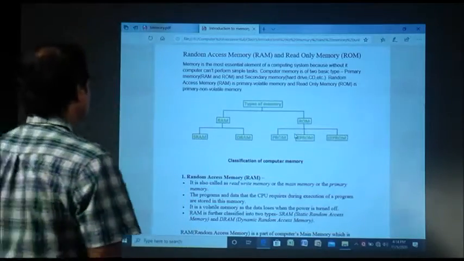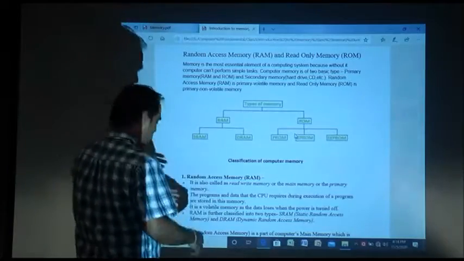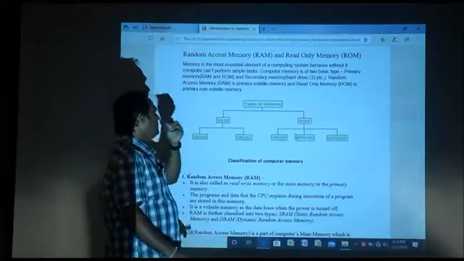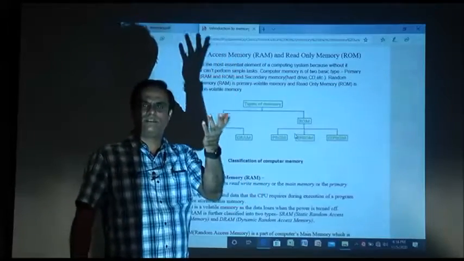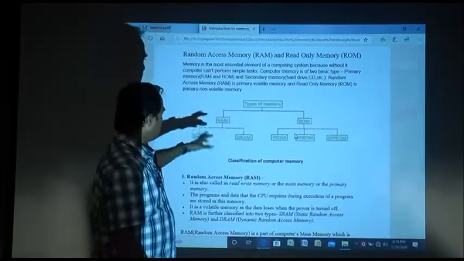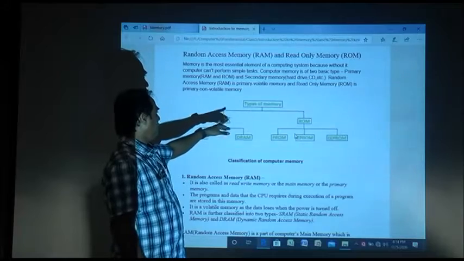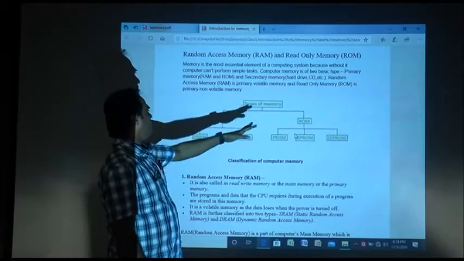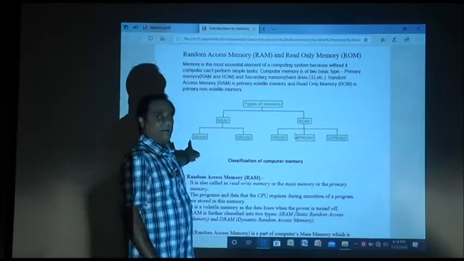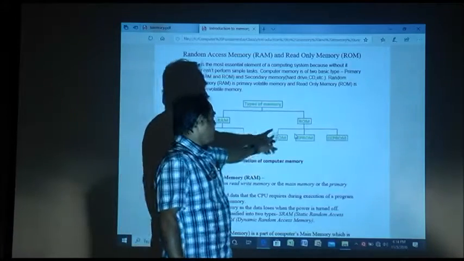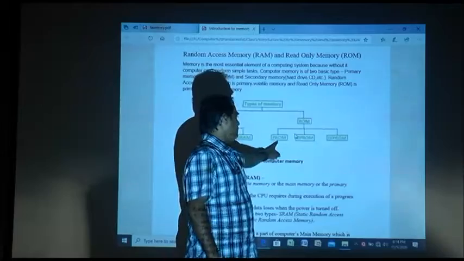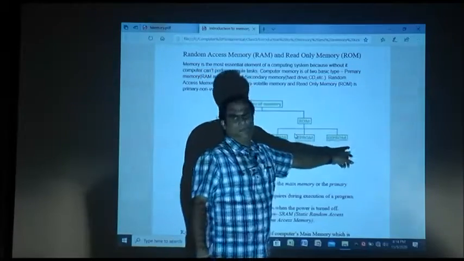Now, some memory I have explained. Leave the CPU register and cache memory, which have their own use. Basically, we are classifying the types of internal memory: RAM and ROM. RAM has static RAM and dynamic RAM, and ROM is divided into PROM, EPROM and EEPROM.